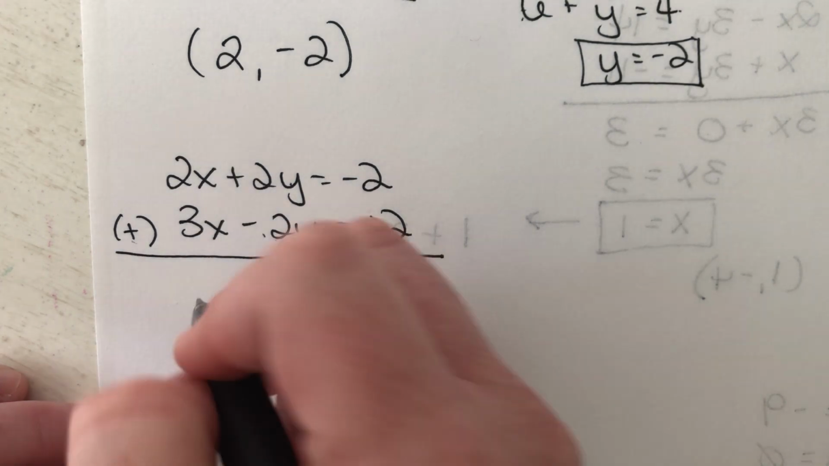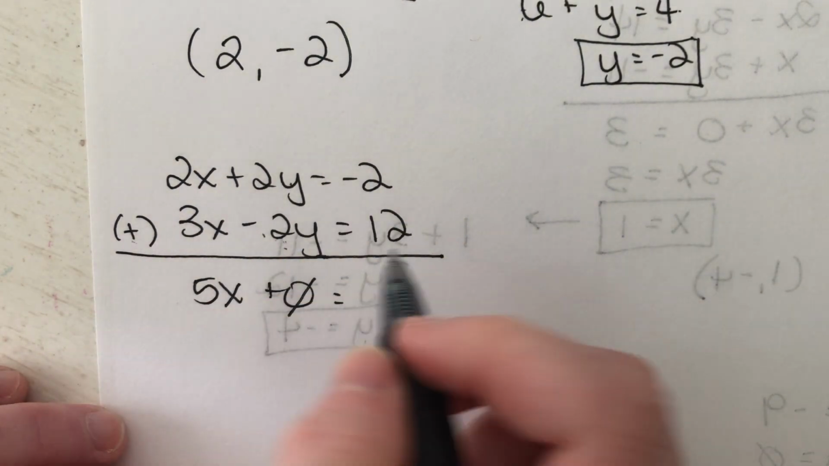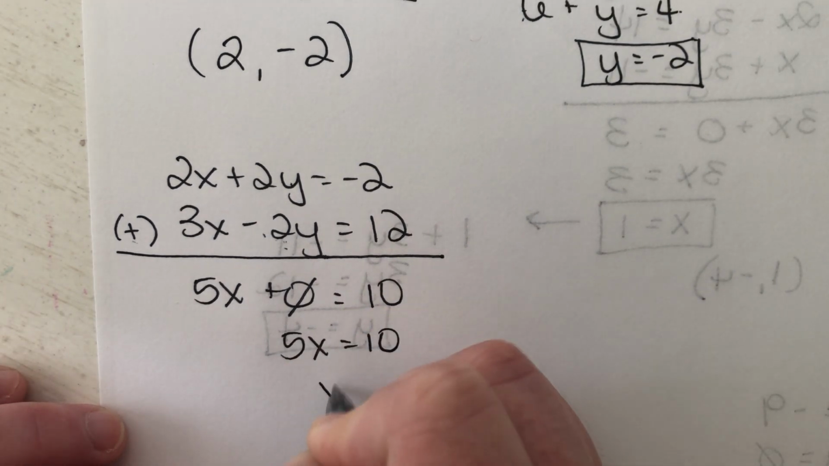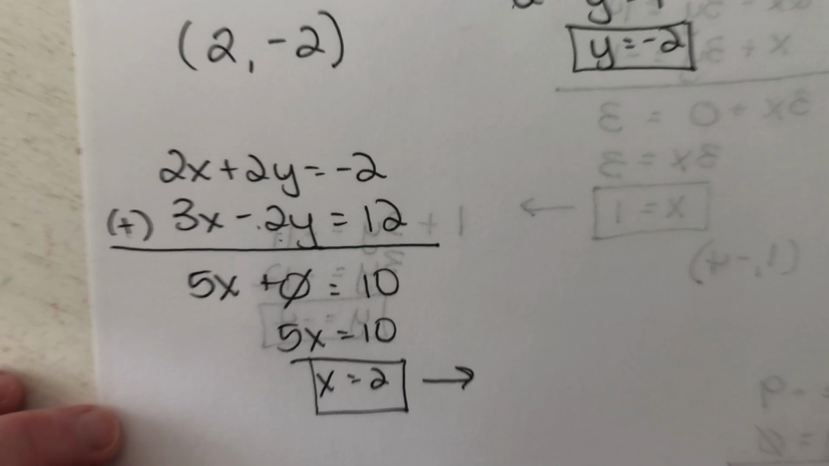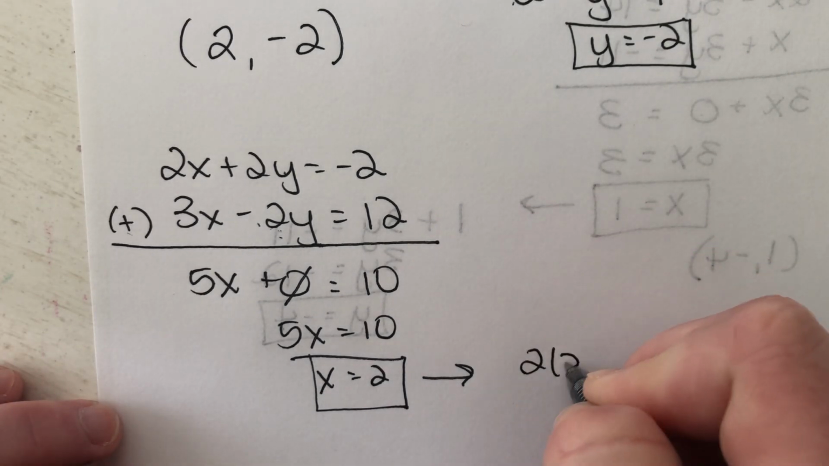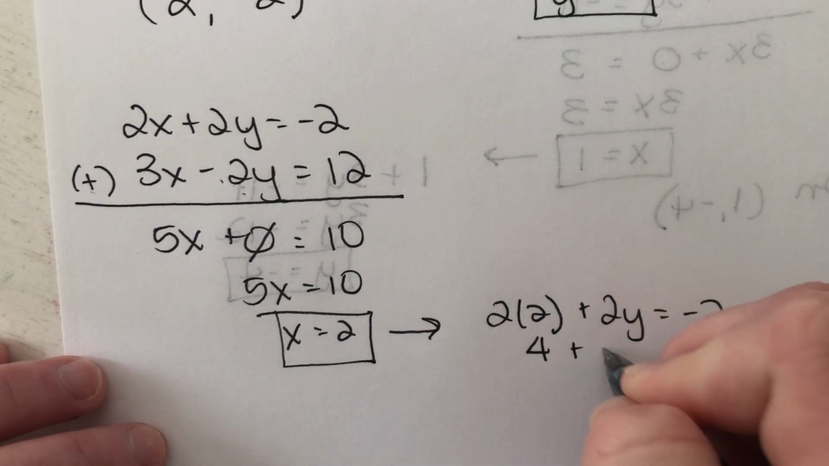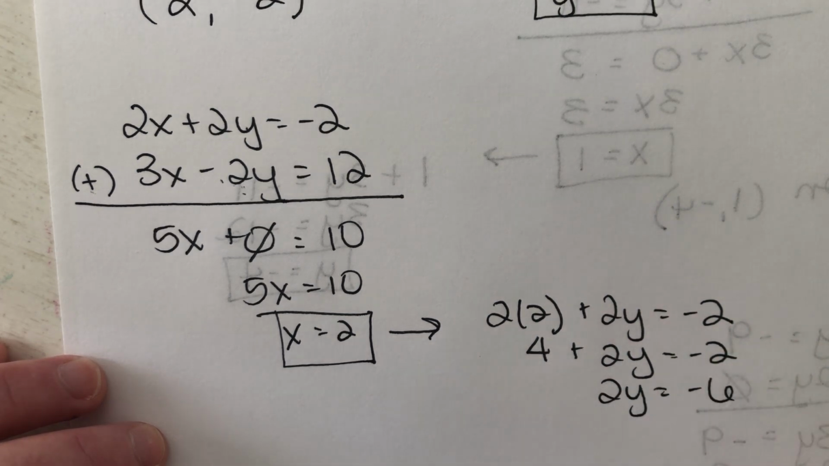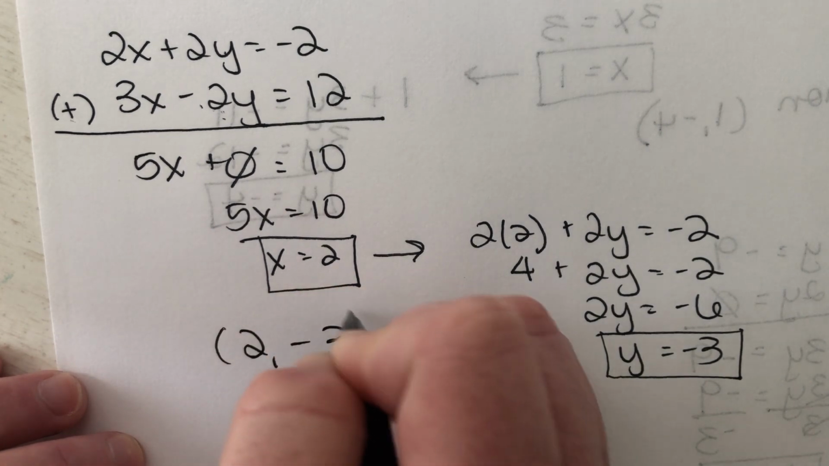Okay, so 2x plus 3x is 5x. 2y plus negative 2y is 0. And negative 2 plus 12 is 10. So super similar to the last problem. 5x equals 10, so x equals 2. And then we're going to plug that back in to solve for y. So 2 times 2 plus 2y equals negative 2. I'm using that first equation. 4 plus 2y equals negative 2. Minus 4 on both sides. Divide by 2 on both sides. Y equals negative 3. So my solution here would be 2 comma negative 3.